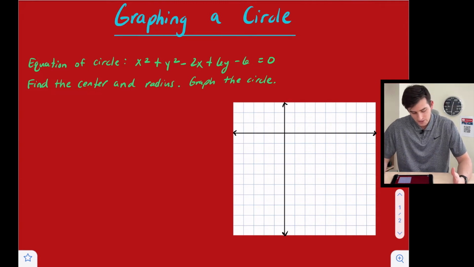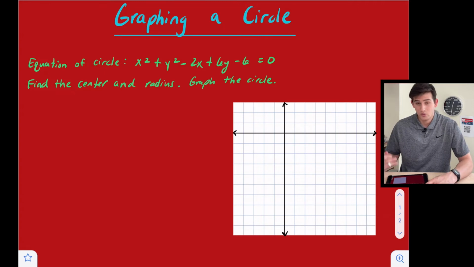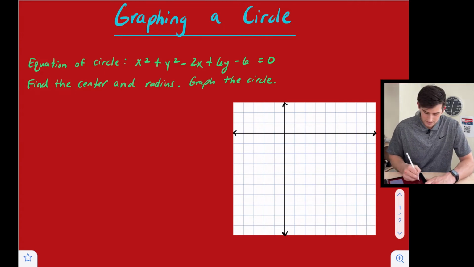So we are given the equation of a circle, x squared plus y squared minus 2x plus 6y minus 6 equals 0. We want to find the center of the circle, the radius of the circle, and then we want to graph the circle. Now before we begin, let's think about what our standard equation of a circle is, and it looks like this. (x minus h) quantity squared plus (y minus k) quantity squared equals r squared.